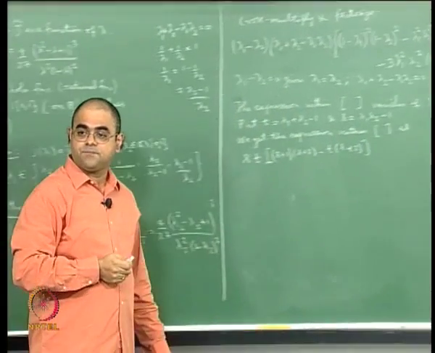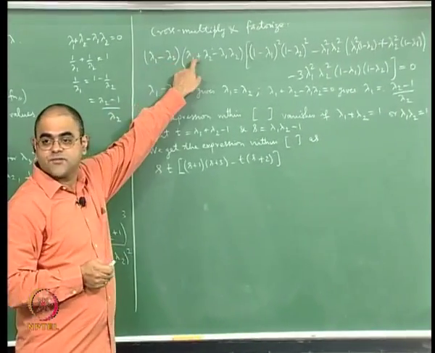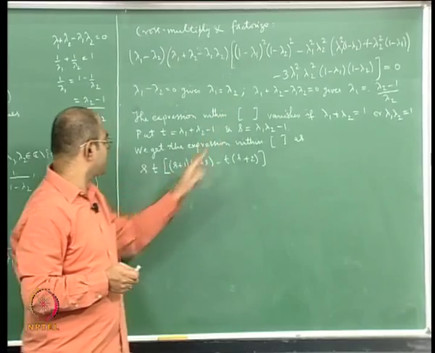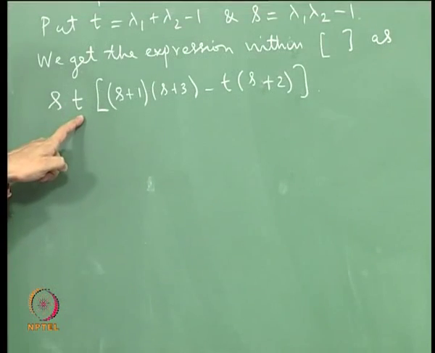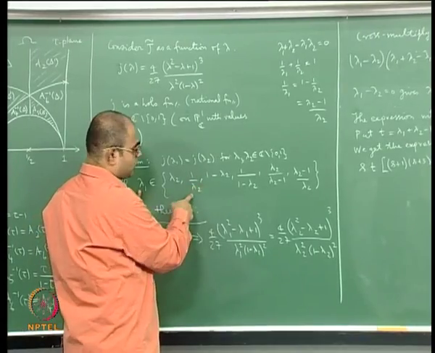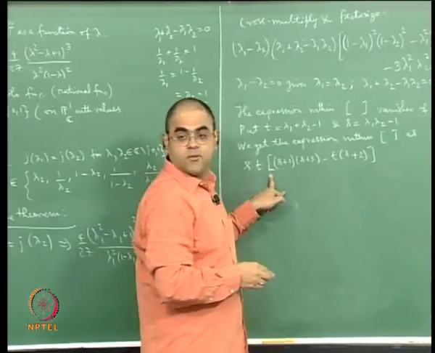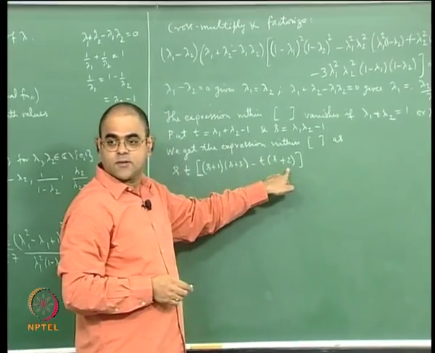You get this. Okay, so either this is 0 or this is 0, or this expression is 0, but this expression is 0 will either mean s is 0 or t is 0, which gives you these two possibilities, namely lambda 1 is equal to 1 minus lambda 2 or lambda 1 is equal to 1 by lambda 2. So the only thing that you will have to worry about is the expression within this square bracket.